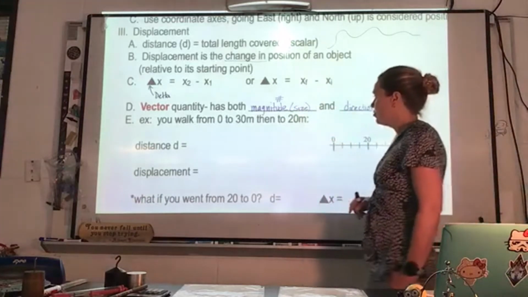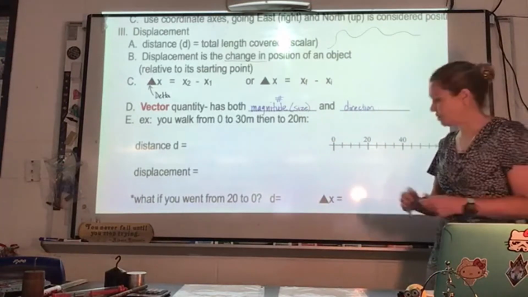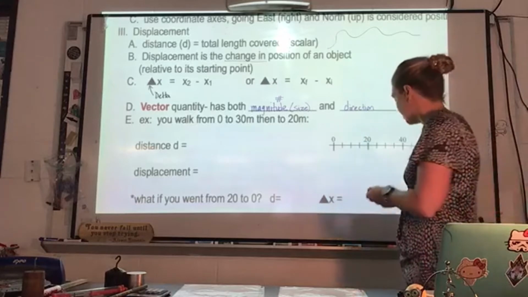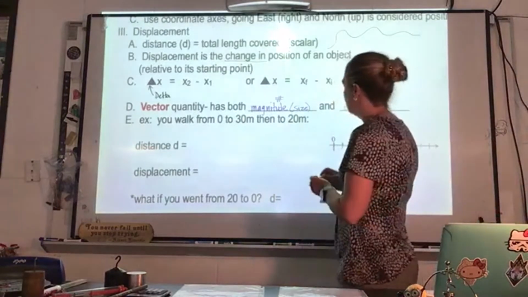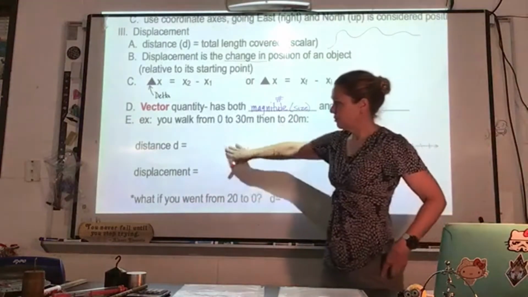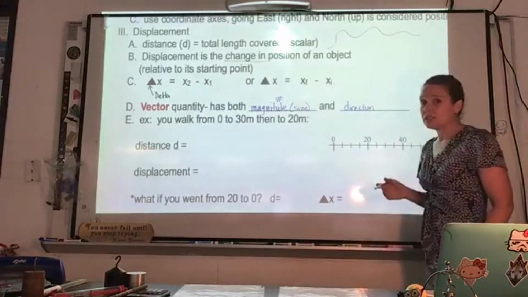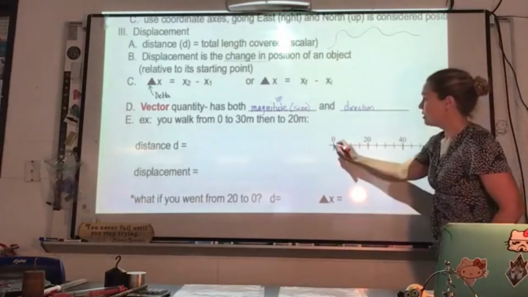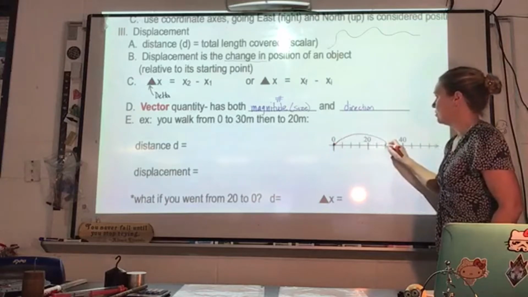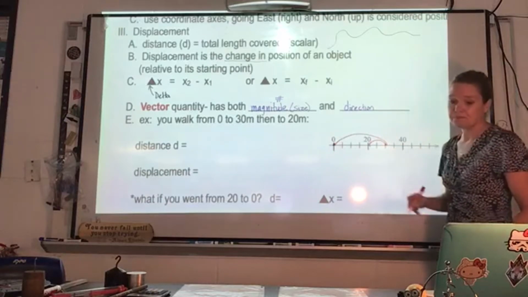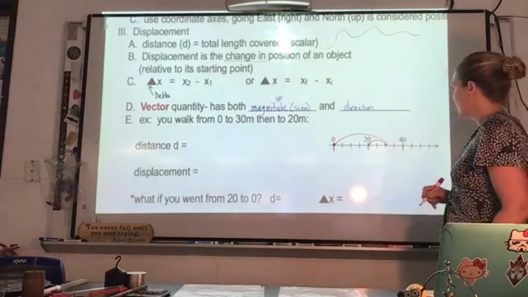You walk from 0 to 30 meters and then to 20 meters. Let's do a number line question. It does seem like math class now, doesn't it? So we have a number line here. I want to know both distance and displacement. So I draw a number line if you need to. Here we go. We're going to start at 0. We're going to go to 30. And then we're going to go to 20. And when we do that, what do we got here?